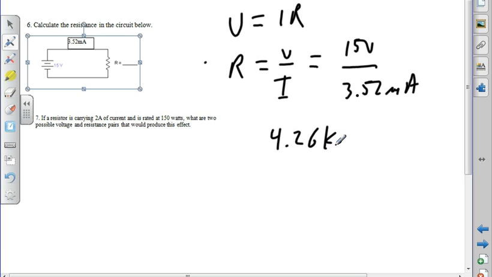4.26 K. All right. 4.3 K would also be acceptable. I have 2 significant digits in the voltage, 3 in the amperage, so you could go 2 or 3, I wouldn't care. Unless, of course, you're Dustin, then I'd have to grade it differently.